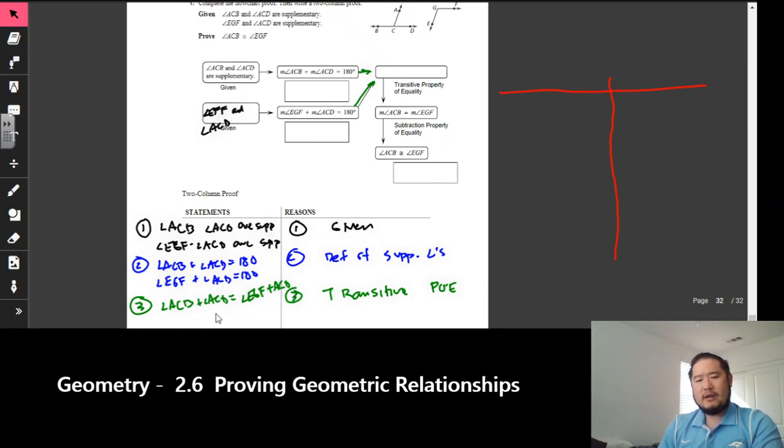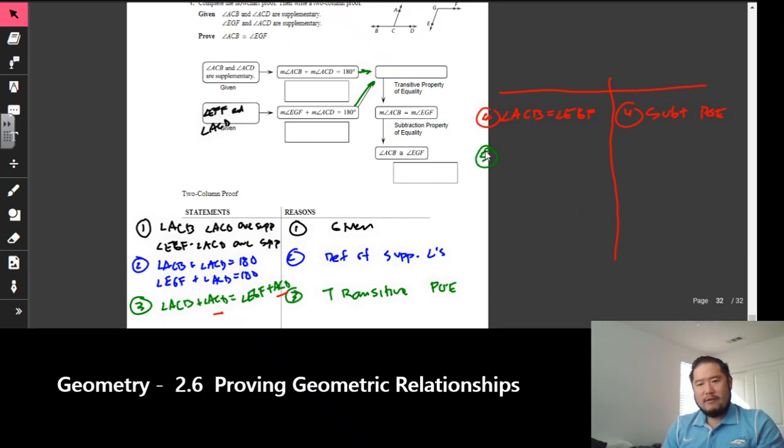I look at statement 3 and I see that they both share angle ACD. So there's a good chance I will have to use the subtraction property of equality. And so the measure of angle ACB is equal to the measure of angle EGF. That is the subtraction property of equality: if you subtract from one side, you must subtract from the other. And then finally, we go from things being equal to congruence.